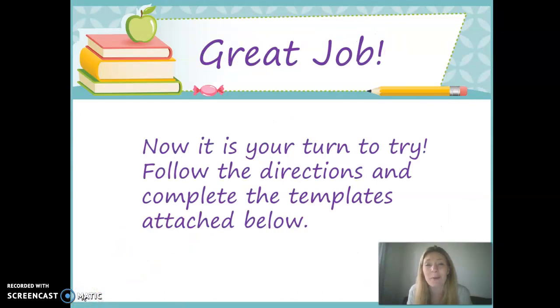Great job! Now it's your turn to try. Follow the directions and complete the templates attached below. For each template, there are 2 pages. The first page is the directions, and the second page is the page that you will use to write on.